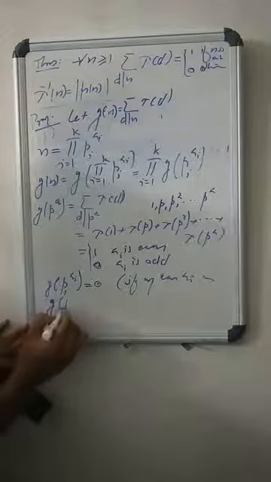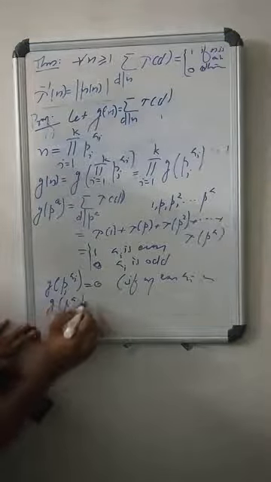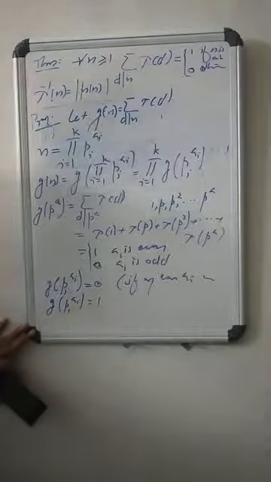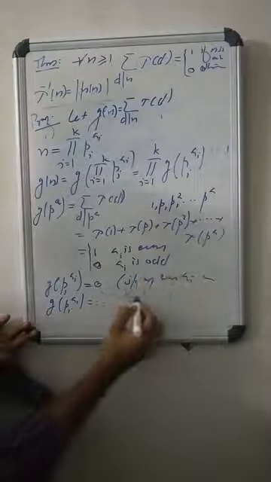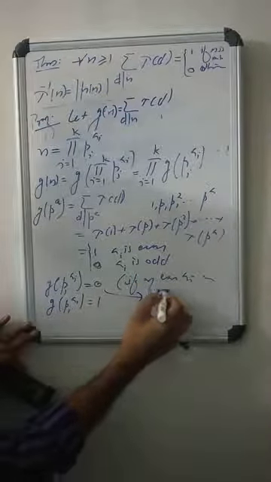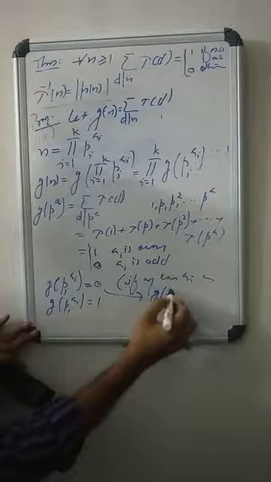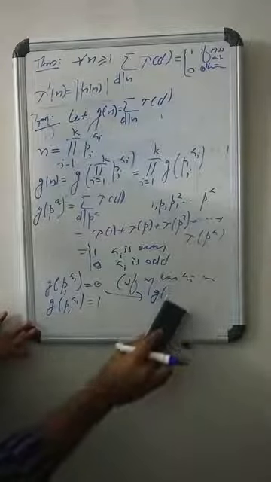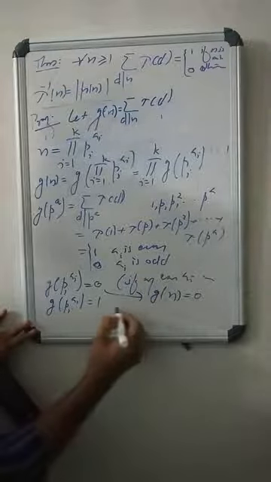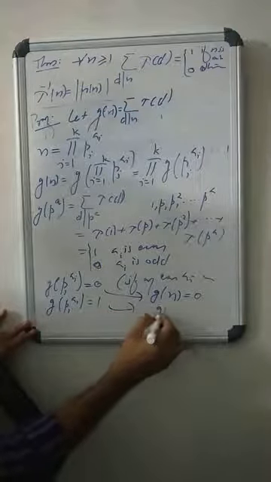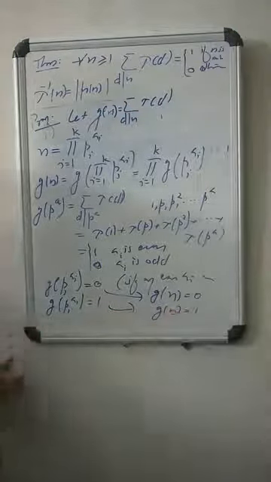If all exponents a are even, then g of p^a equals 1. That means when any exponent a is odd, g of p^a equals 0. What is p^a? That is n. So g of n equals 0. So here when it is even, g of n equals 1.